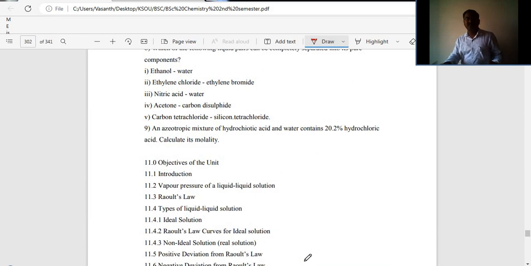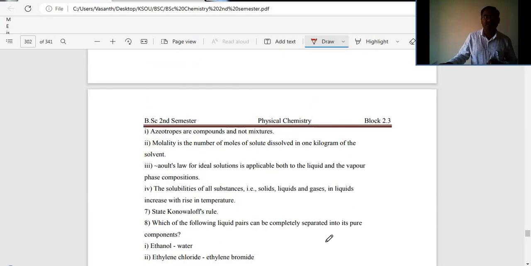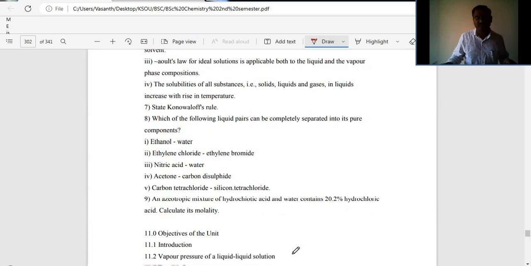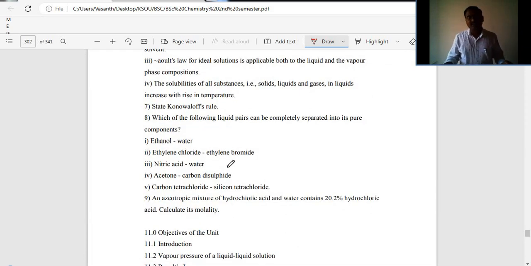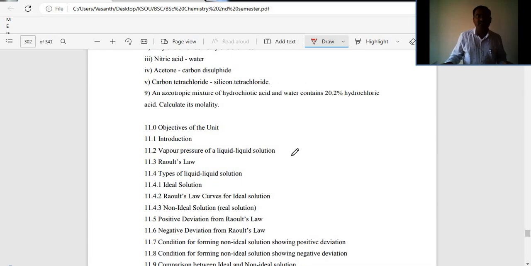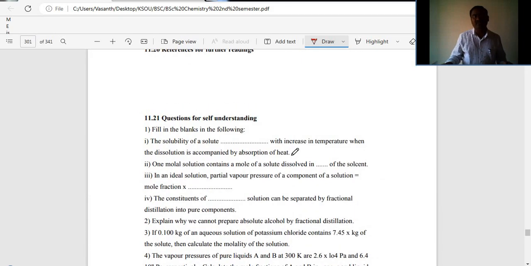From this topic, generally we have to discuss the relation between ideal and non-ideal solutions, the differences between positive deviation and negative deviation, Raoult's law, and discuss the phase diagram for ideal solutions and non-ideal solutions. These are all very important concepts regarding the theory of dilute solutions under binary solutions. Thank you.